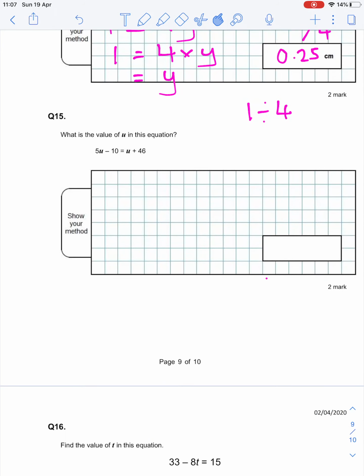We'll look at number 15. 5u, take away 10 equals u plus 46. So, I want to know what u equals. I need to get rid of the u's. Which one am I going for? I'm going to go for this one first.